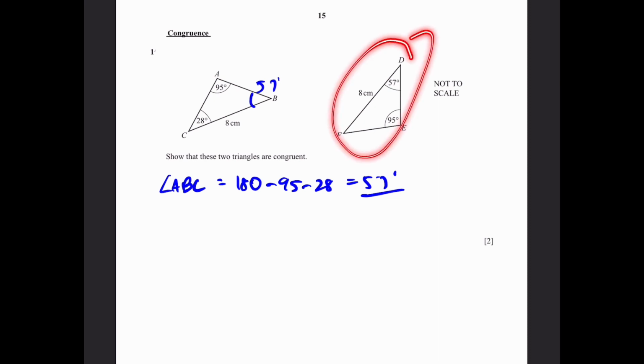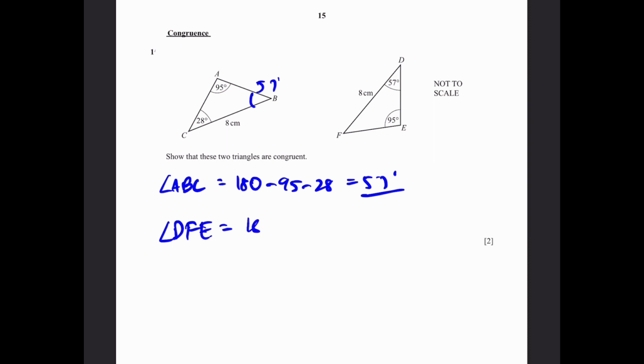Now, same thing for DEF. So angle DFE is going to be 180 minus 57 minus 95. That's simply going to be 28 degrees. And therefore, we got this as well.